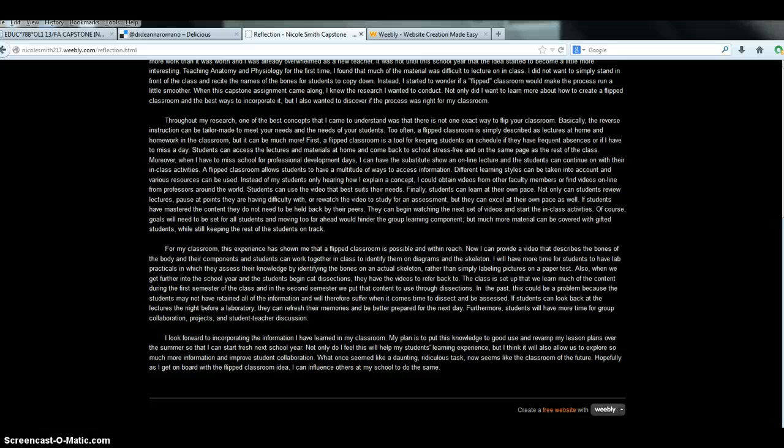I think it will be helpful having the flip setting because instead of covering all that material in the first semester and then the students possibly forgetting it when it's time for them to actually put it to use, they can now refer back to the videos and then come to class ready for the laboratory. They can refresh their memories the night before, and then they'll remember where certain structures are, how certain structures function, when it's time for them to do the dissection or have a lab practice. So I think it will be especially beneficial in my classroom, and I'm excited to implement it.